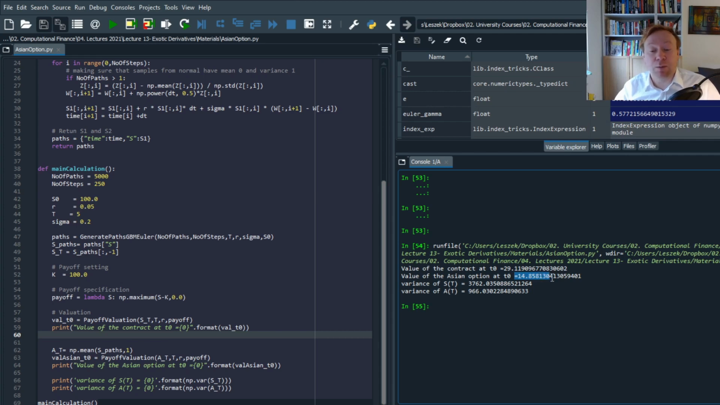So it's 14.85. And now let's take a look at the variance of a stock at the maturity and also A_T. So we see the variance for the stock at maturity is about 3,762. And the variance of the average is around 1/4 of that, it's 966. Of course, this is because the volatility is so significantly lower, that naturally translates to the discount that we see in the pricing. So lower the volatility, lower the price.